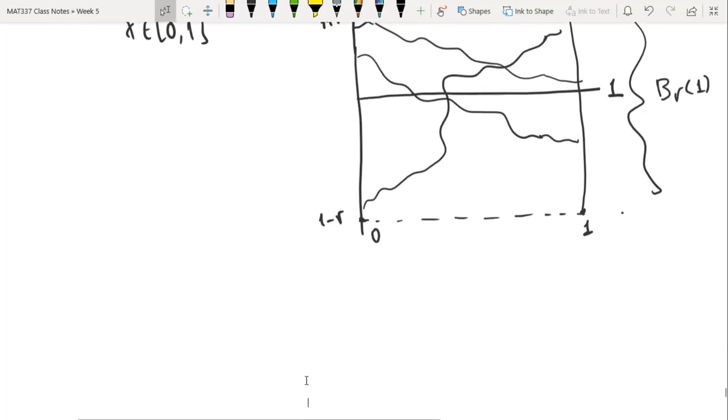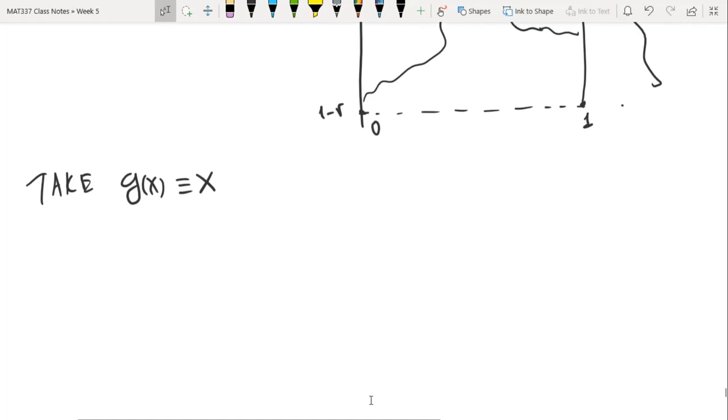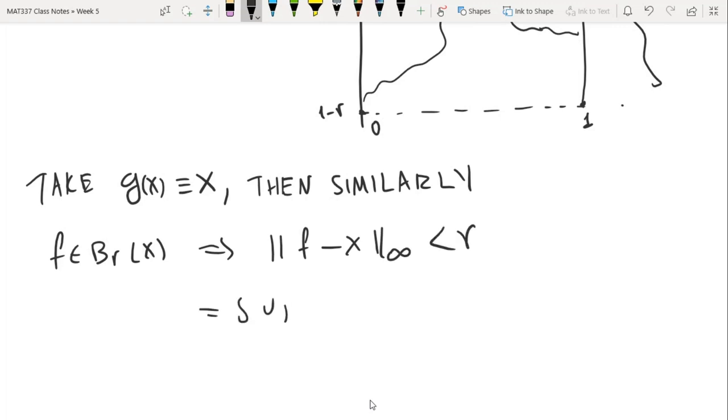Now let me do a little bit more complicated example. Take g of x to be x. Then similarly, f in B_r of x are all the functions with distance from x less than r, which is sup over x in 0, 1 of f of x minus x is less than r.